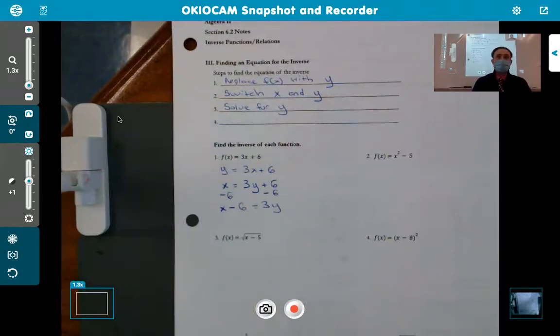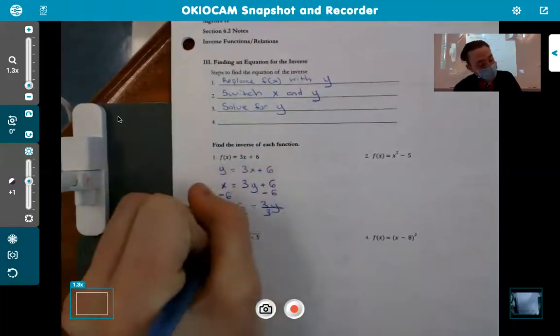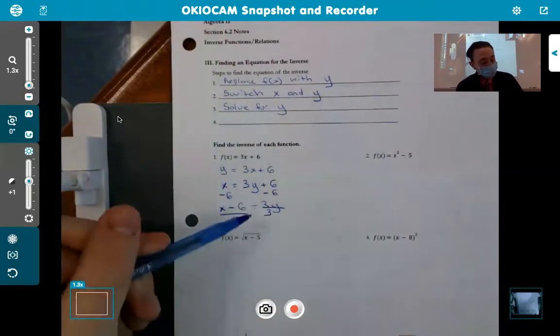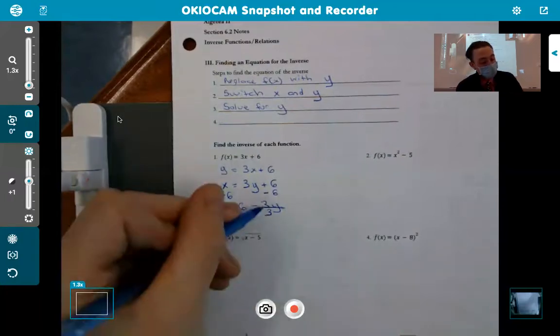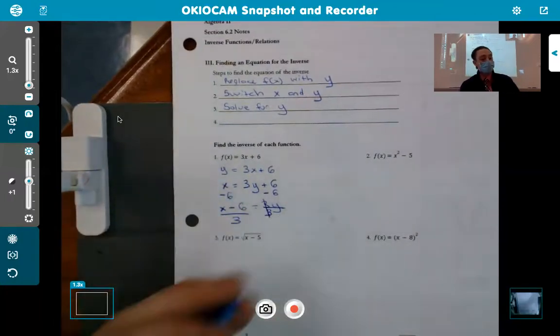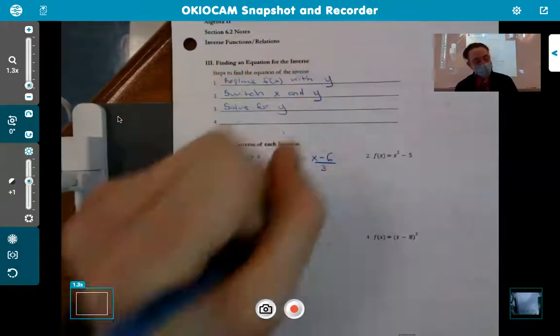The next thing I would want to do is make sure I get y entirely by itself. So I'm going to go through and divide both sides by 3. Well, when I do that, these 3's will go away. I'm left with y that's entirely by itself, and I'll have y equals x minus 6 over 3.